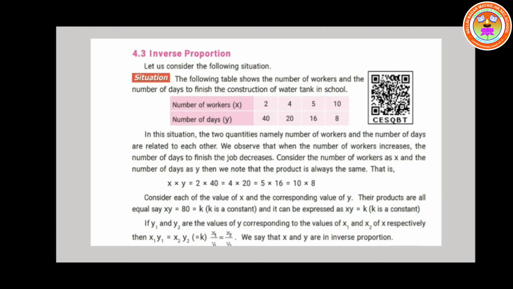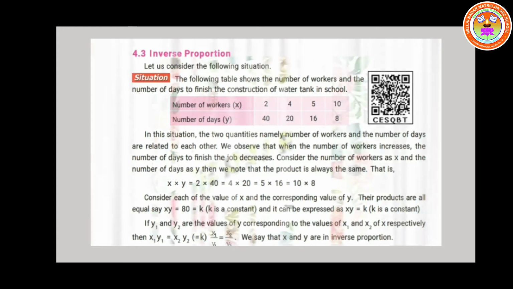Okay. Consider each of the values of x and the corresponding value of y. Their products are all equal. What is the meaning of product, children? Multiplication. So x into y is equal to 80. That is nothing but a k, where k is a constant, and it can be expressed as xy is equal to k. So if y1 and y2 are the values of y corresponding to the values x1 and x2 of x respectively, then x1 y1 is equal to x2 y2 is equal to k, you can write. We say that x and y are in inverse proportion.